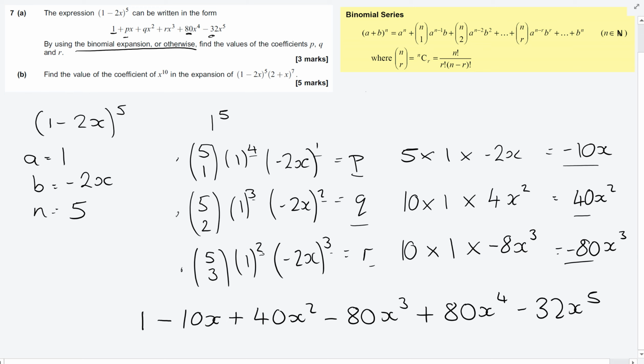And as I say, there's no need for us to actually calculate these two terms using the formula. We were just wasting time if we do that. So we're now going to use what we've found for part A in part B.